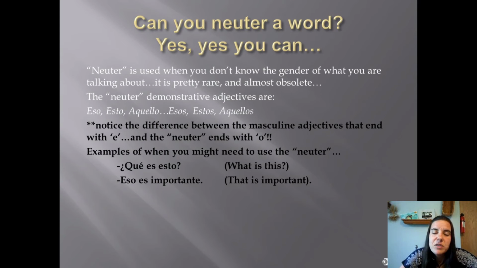An example of when you might need to use the neuter. ¿Qué es esto? What is this? We don't know what it is, obviously, so we don't know if it's masculine or feminine. Or if you're just making a general statement. Eso es importante. That is important. It's very rare, but I needed to mention it.